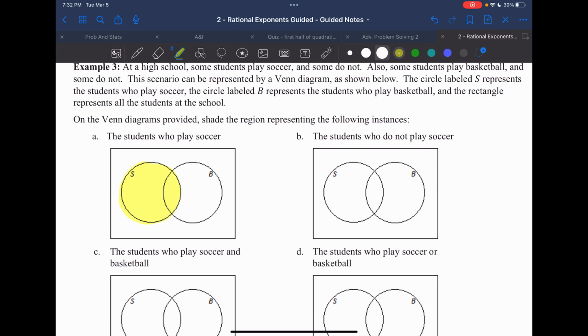So students who do not play soccer are going to be anyone outside of that S. You can also go ahead and highlight the space around, because there are going to be people who do not play either soccer or basketball, and we will represent those outside of the two circles.